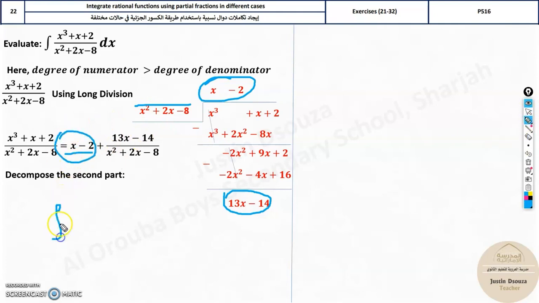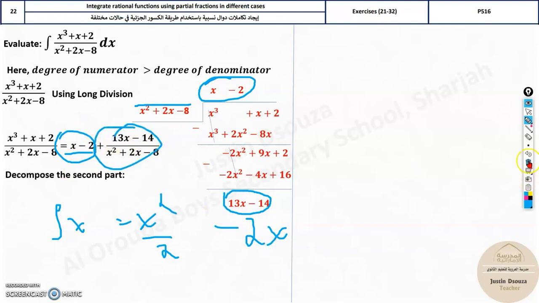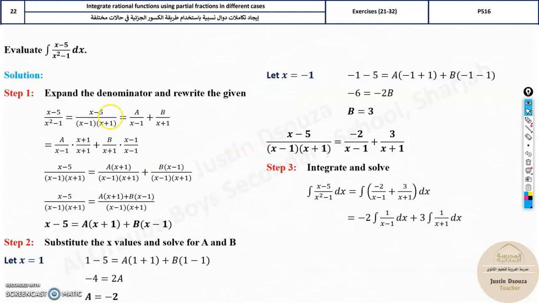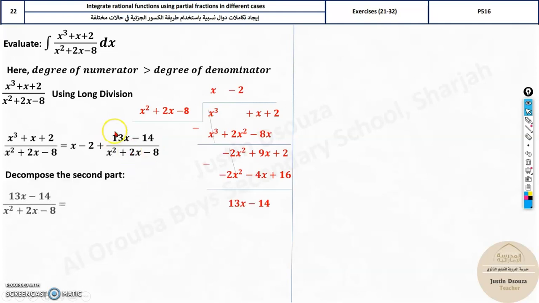This is very simple. What's the integration of x? It'll be x squared by 2 minus 2x. This part is fine. But this cannot be solved. Just now, a while ago, if we go back, see over here. What did we do? We solved a similar problem. So now we do that for the remainder part. Only this part, look, only this part will be simplified.